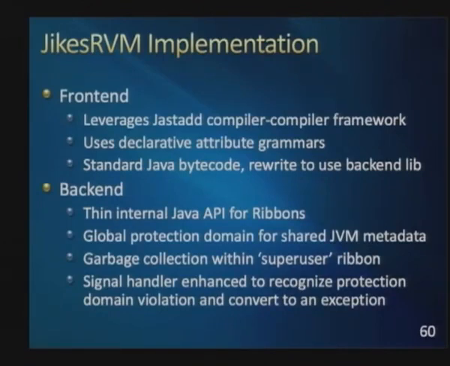We really like to use the JastAdd framework for this. We found it's really clean, provides a sort of aspect-oriented and declarative style for modeling attribute grammars. It's fairly straightforward. And what it does, it takes all these language extensions and rewrites them to use the internal ribbons API that we implemented inside of the JVM.